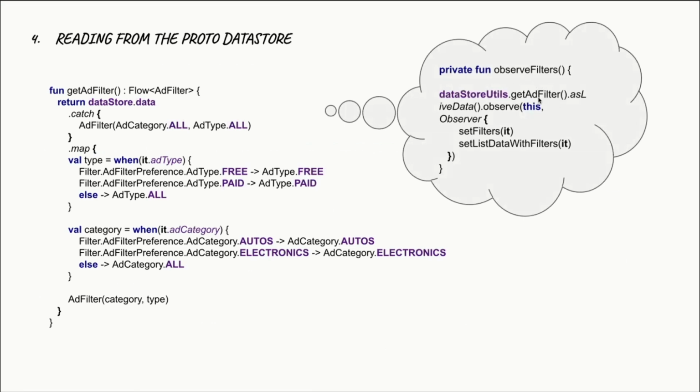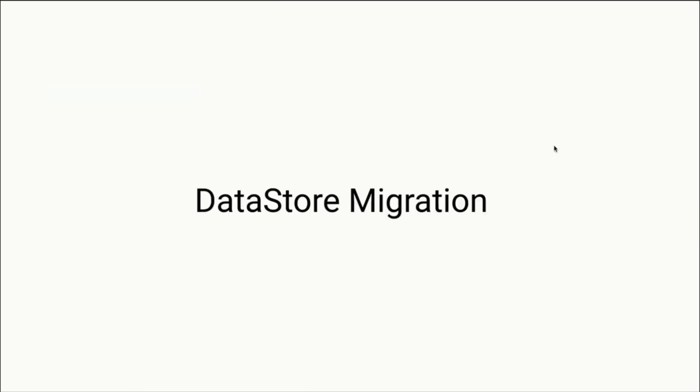So that's how a client will read the add filter. Add filter is live data; whenever it observes, it gets the add filter as a flow. And whenever the filter changes, it gets a callback to this observer. And whenever this particular method is invoked, the list is populated, as you have seen in the demo.